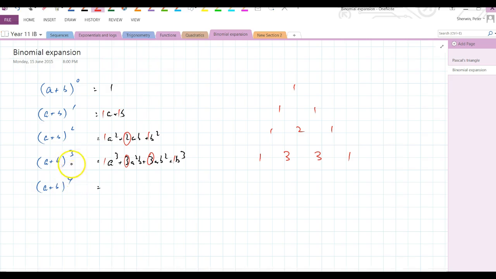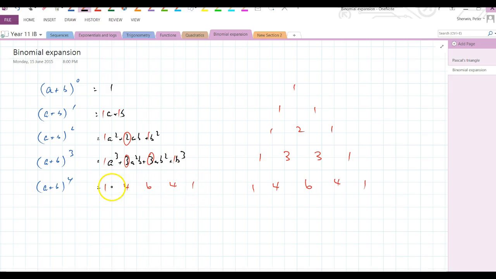Each expansion has one more term: power 3, 4 terms; power 4, we're going to have 5 terms. And at this stage, we said, hang on, I can see what's going on here. That's going to be a 4, that's going to be a 6, that's going to be a 4, that's going to be a 1. So I reckon my coefficients here are going to be 1, 4, 6, 4, 1.